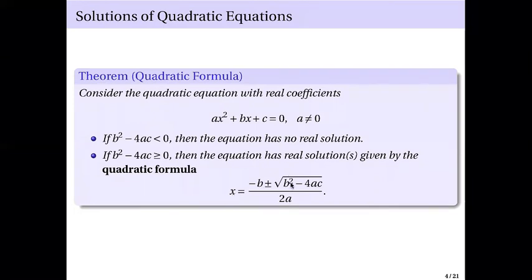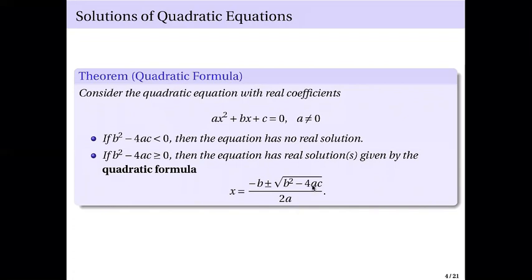Okay? If b squared minus 4ac is equal to 0, then we will only have x equals negative b over 2a, because square root of 0 is still 0. Okay? On the other hand, if b squared minus 4ac is strictly greater than 0, then x will have two possible values. X will be negative b plus square root of b squared minus 4ac all over 2a, or negative b minus square root of b squared minus 4ac all over 2a.